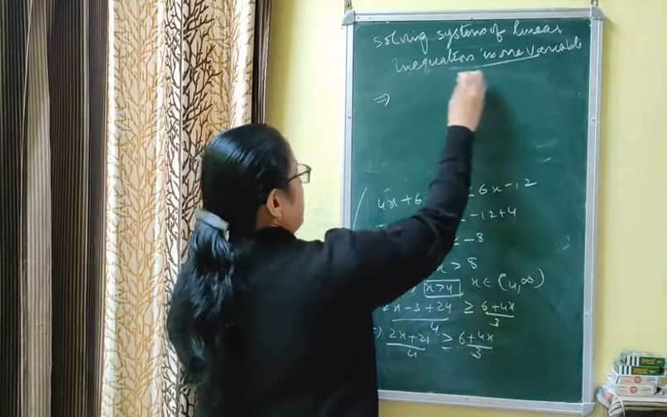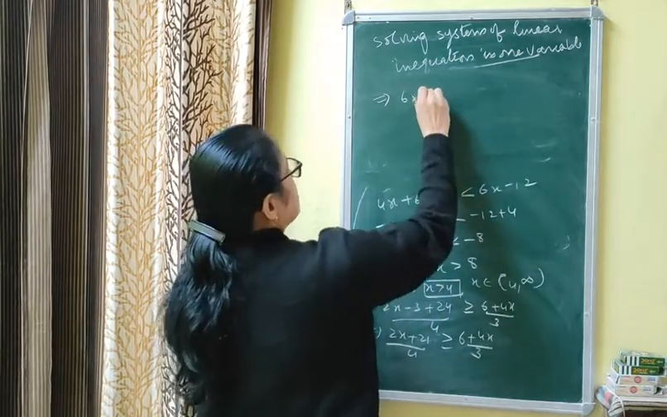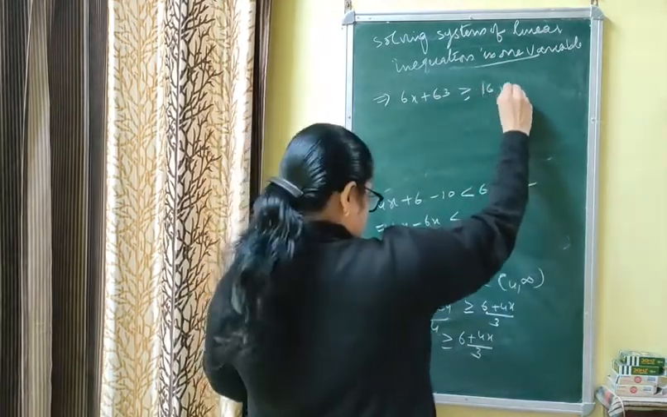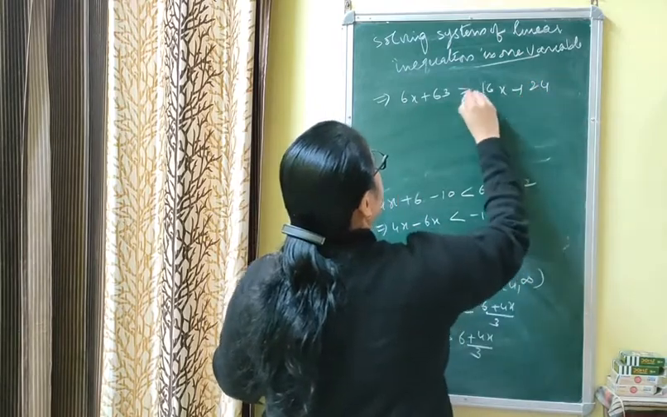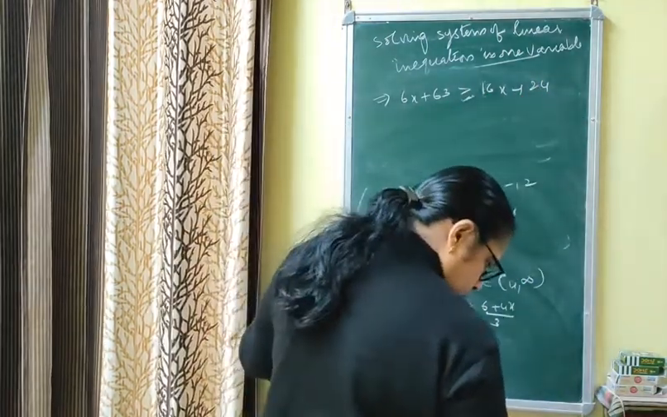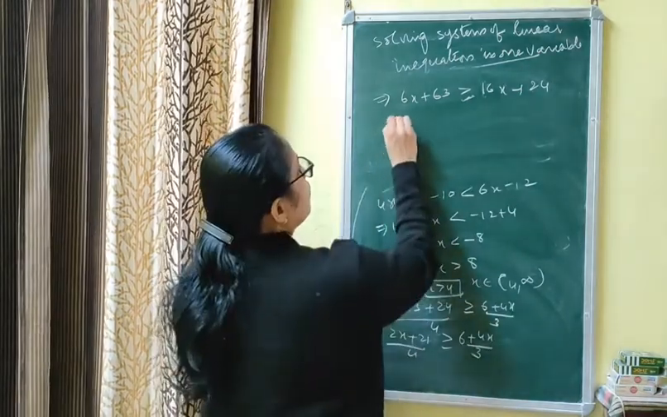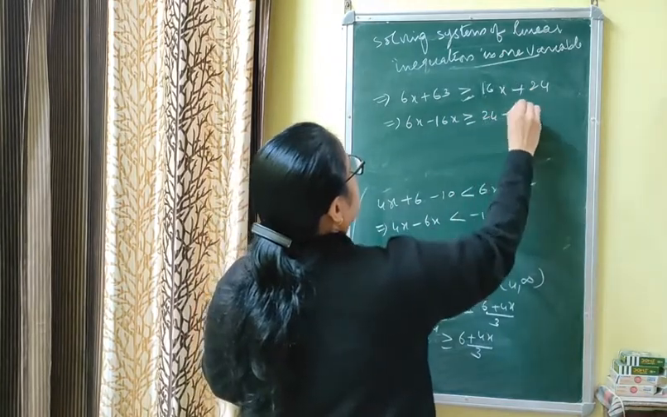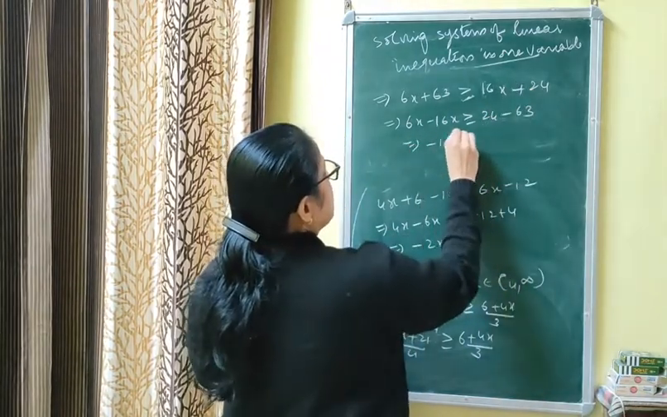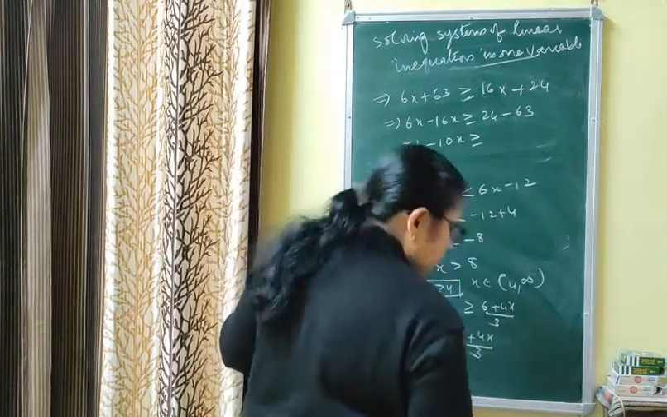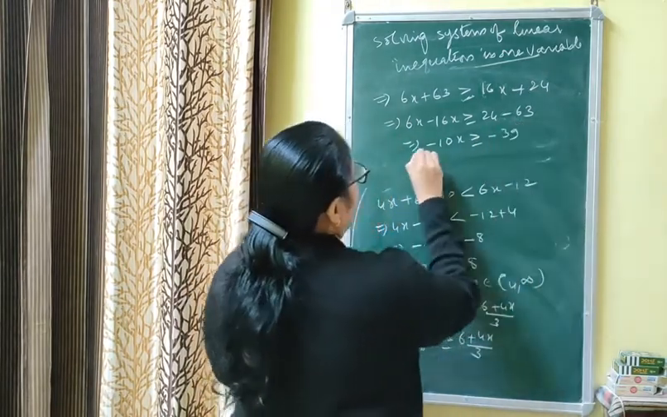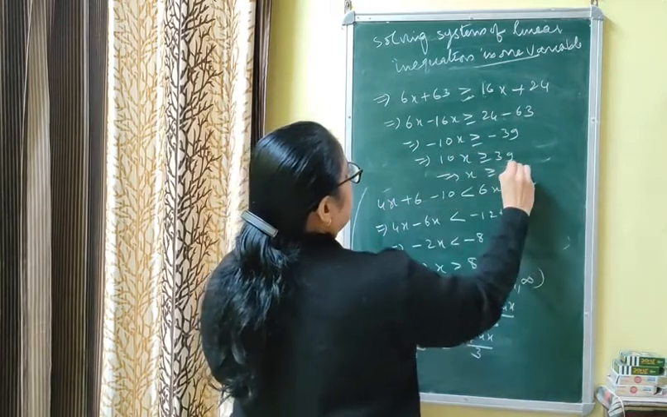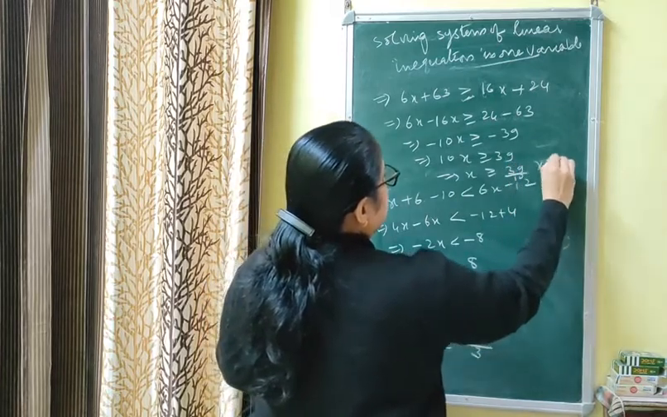By cross multiplication you will get 6x plus 63 greater than or equal to 16x plus 24. By transferring the variable, 6x minus 16x greater than or equal to 24 minus 63, implies minus 10x greater than or equal to minus 39. To make it positive, 10x less than or equal to 39 implies x less than or equal to 39 by 10.